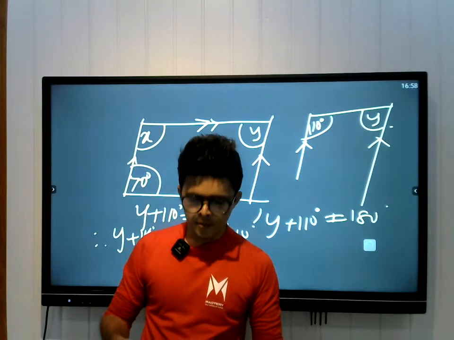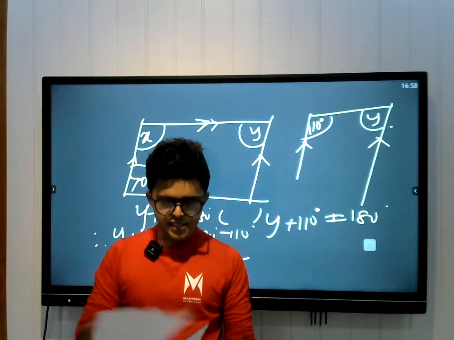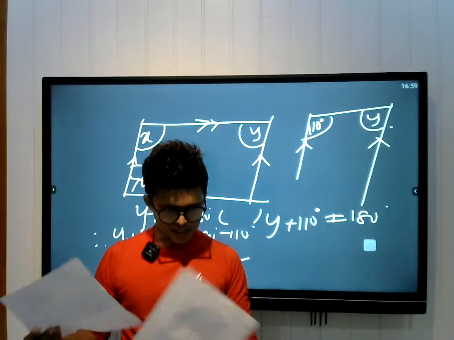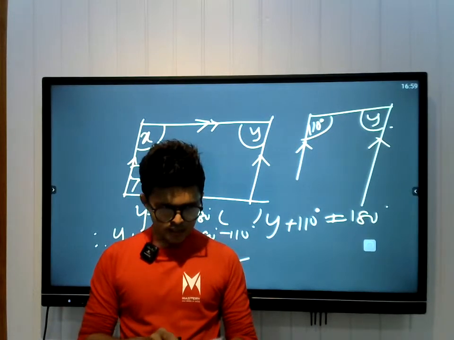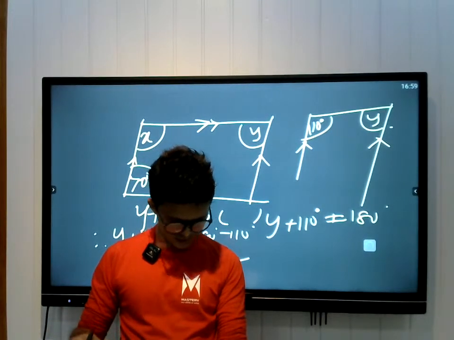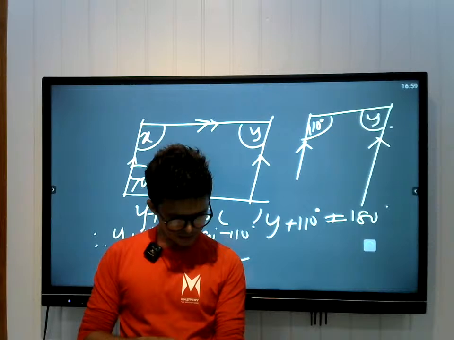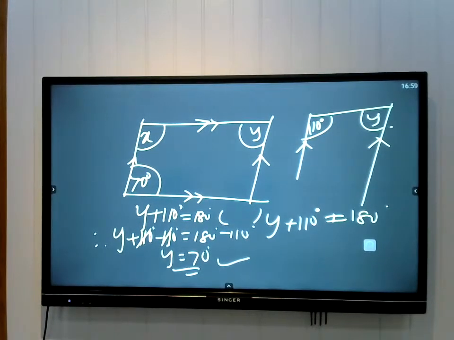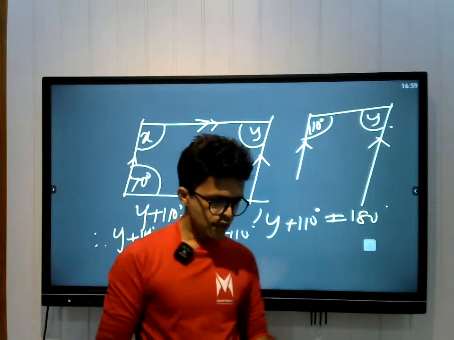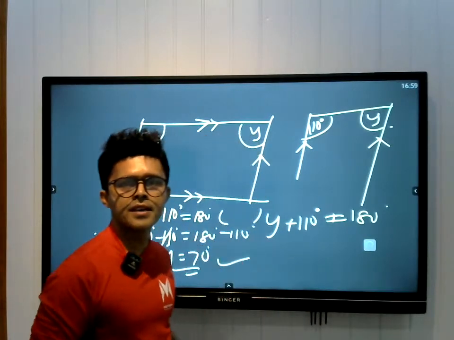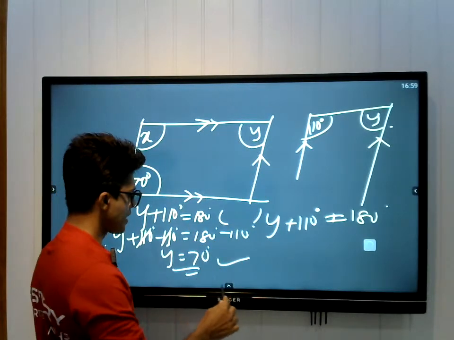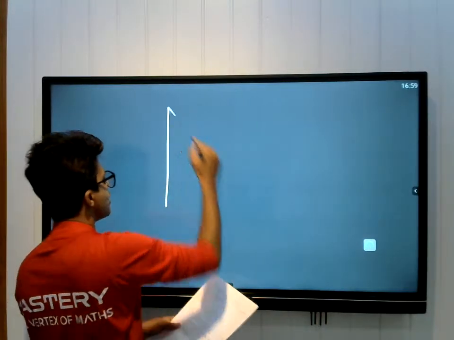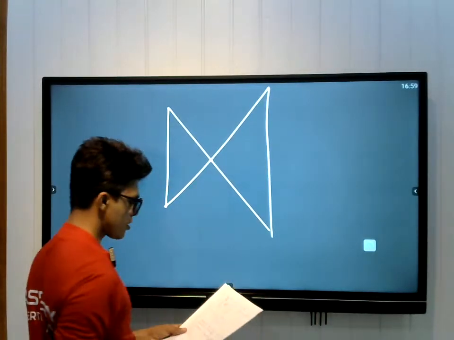Okay, let's do the 16th question. We have 5 more questions. You have to get the values of A and B. What are the values of A and B?